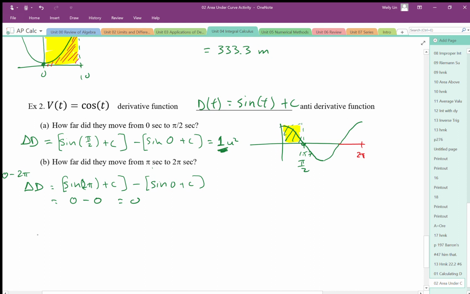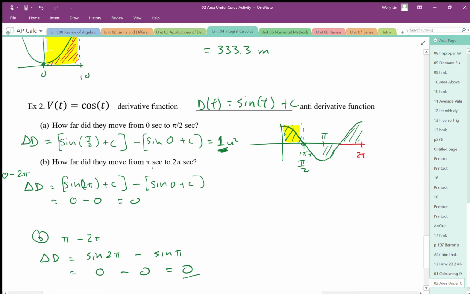Okay, so let's do part B down here. Part B was from pi to 2 pi. So from here, pi to 2 pi, it looks to be the same. From here to here, the net displacement should be again 0. So the change in D is going to be sine of 2 pi. I'm just going to leave out this plus c from now. We don't need it. Sine of 2 pi minus sine of pi. And again, our net displacement is 0 because we have the antiderivative positions were 0 and 0.